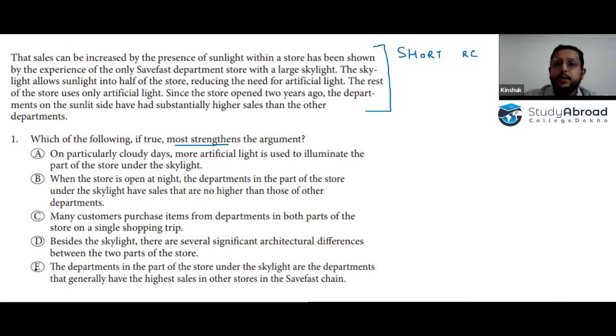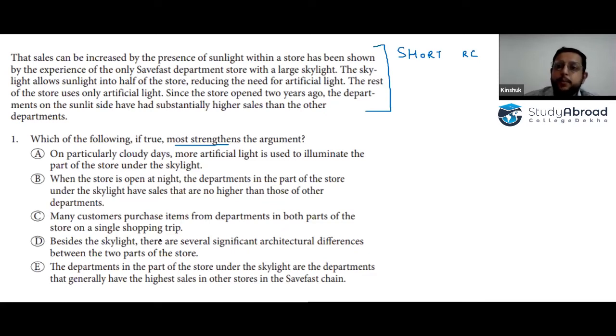Then the author says the skylight allows sunlight into half of the store, reducing the need for artificial light. So they are telling us what the scenario is inside that Say Fast department store. Next, it says the rest of the store uses only artificial light. So where they are not getting the natural light, they are using artificial light. Finally, the author says, since the store opened 2 years ago, departments on the sunlit side have had substantially higher sales than the other departments. So what are they telling us? That this is backed by the fact that the growth of their sales happened on the sunlit side and not on the other departments.